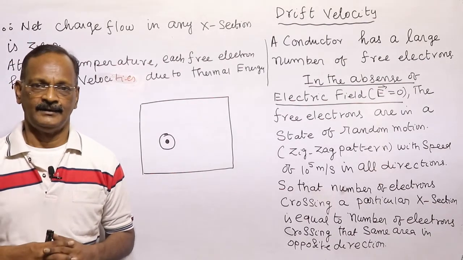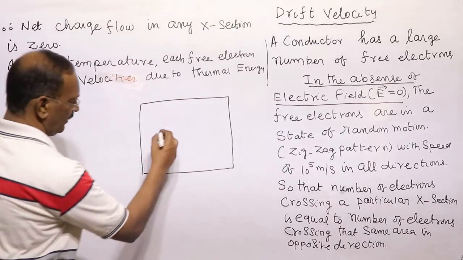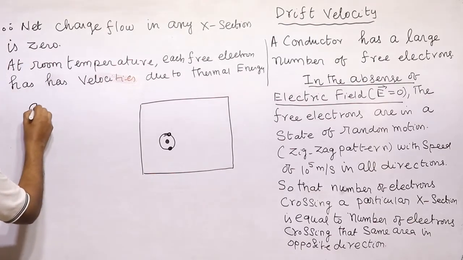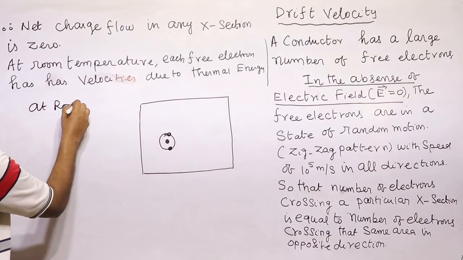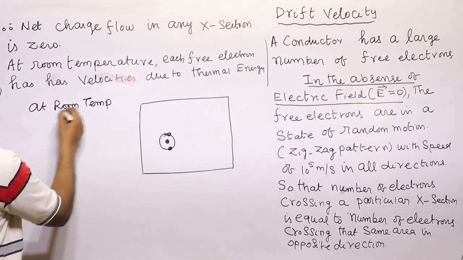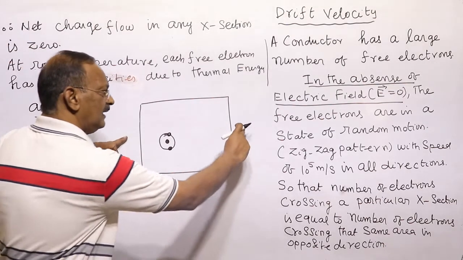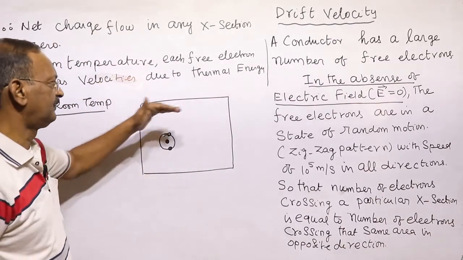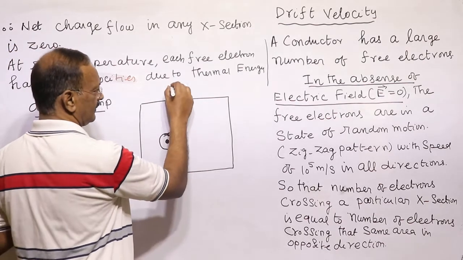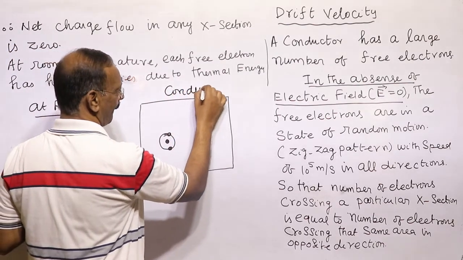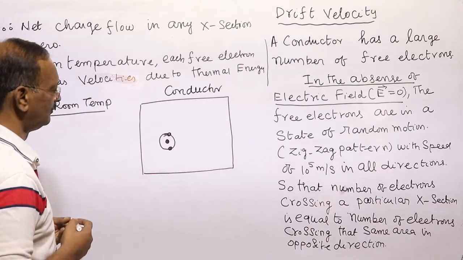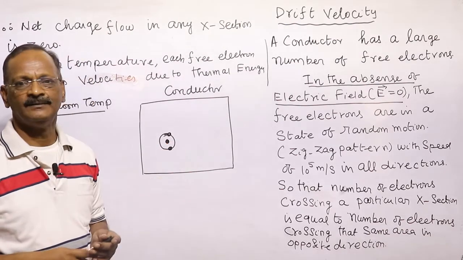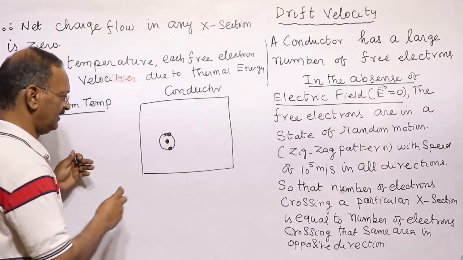In a neutral atom, the outermost electrons, suppose there are two electrons. We are discussing this without applying an electric field across the conductor. So when no electric field is applied across this conductor, at room temperature, say approximately 27 degrees centigrade, some of the electrons can be detached from the atom.